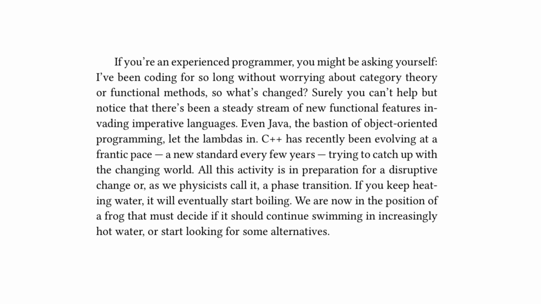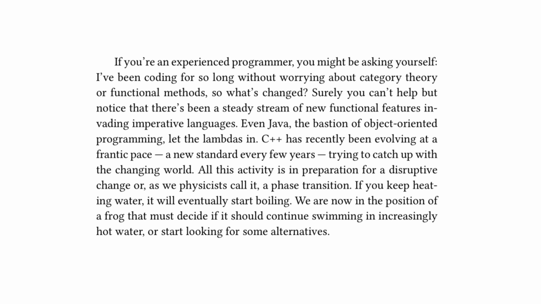Surely you can't help but notice that there's been a steady stream of new functional features invading imperative languages. Even Java, the bastion of object-oriented programming, let the lambdas in. C++ has recently been evolving at a frantic pace, a new standard every few years, trying to catch up with the changing world. All this activity is in preparation for a disruptive change, or as we physicists call it, a phase transition. If you keep heating water, it will eventually start boiling. We are now in the position of a frog that must decide if it should continue swimming in increasingly hot water or start looking for some alternatives.